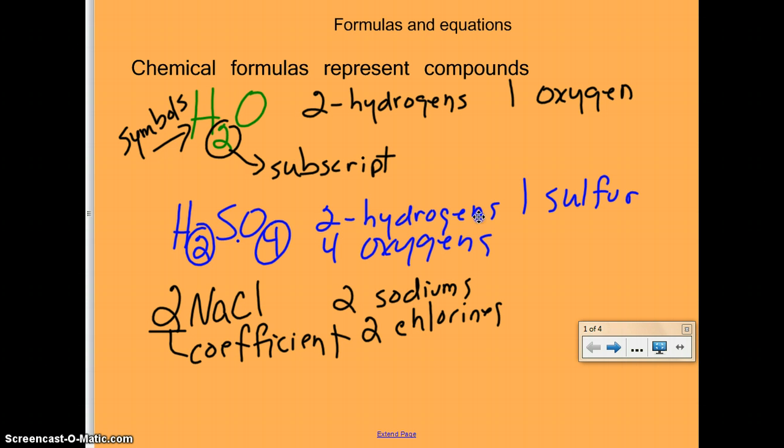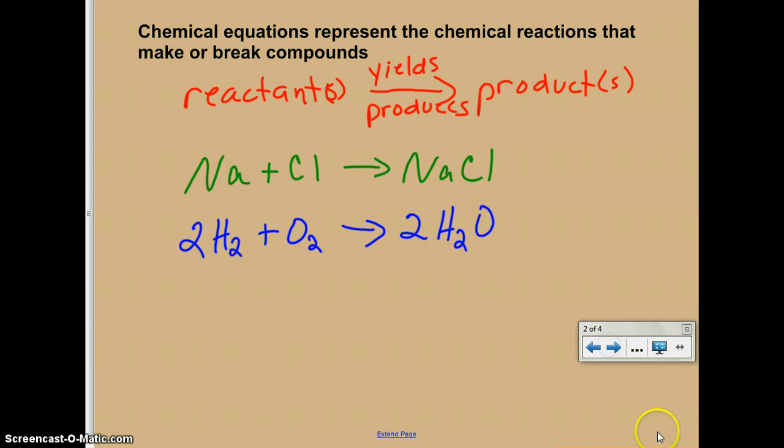Now let's move on to equations. A chemical equation represents the reaction that makes or breaks these compounds that we've talked about. We will always have reactants on the left as far as our class is concerned, our products on the right. The arrow here represents the word yields or produces. It means that these reactants are going to chemically react and they're going to produce something brand new with its own new properties.